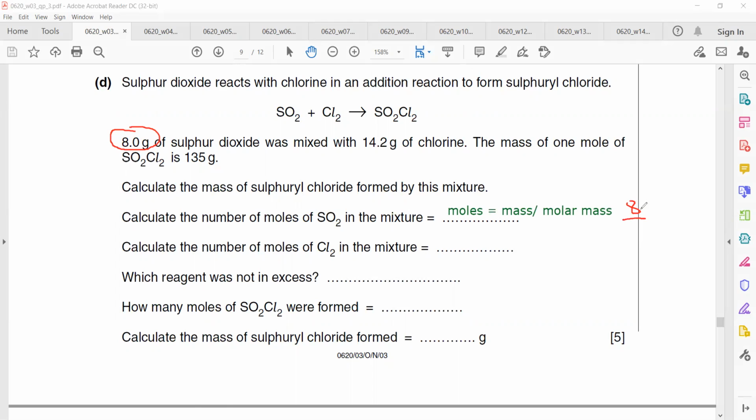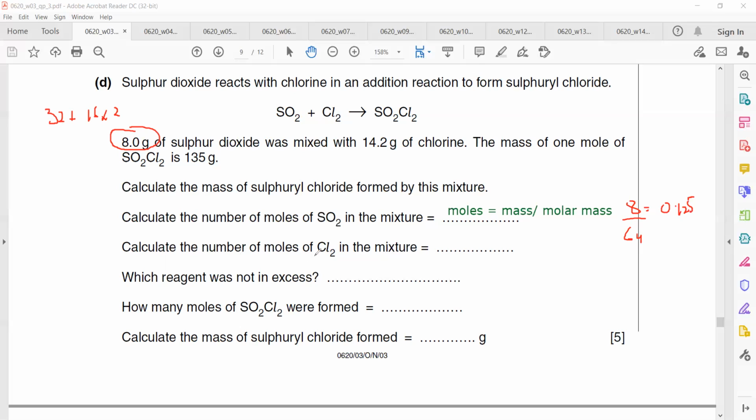And about the molar mass of sulfur dioxide, how to get it? Sulfur is 32 plus oxygen is 16 multiplied by 2. So 32 plus 32, that is equal to 64. So 8 divided by 64, how many moles will we get? 0.125.